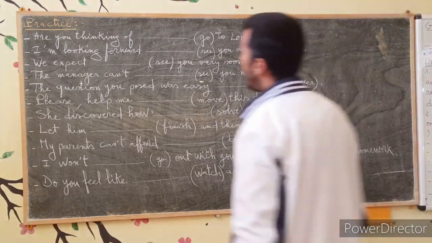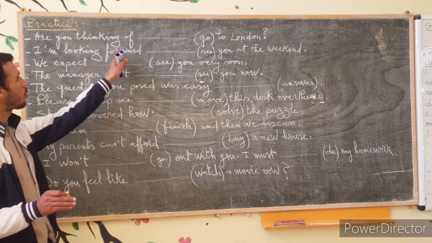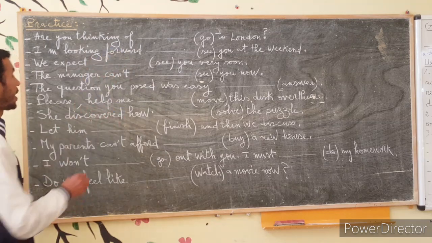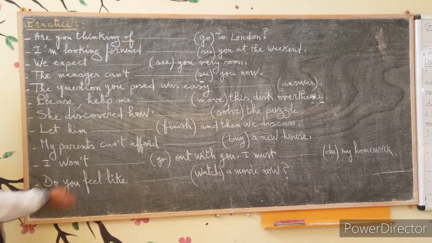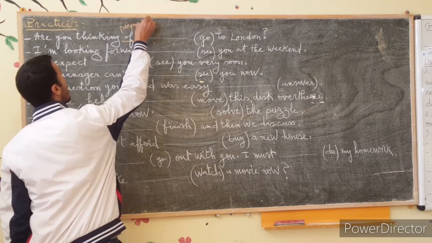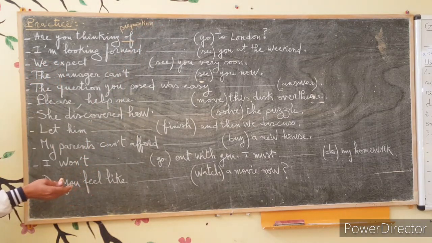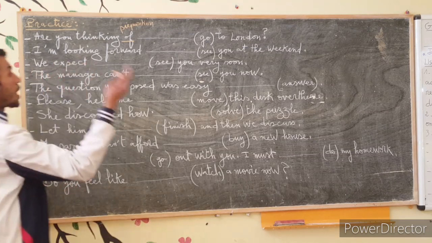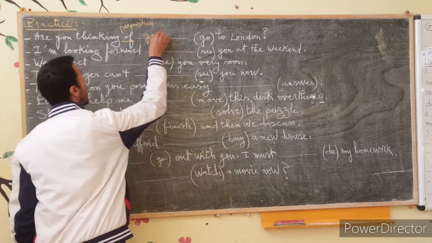The first example that we have here: are you thinking of going to London? What is important here is the last element that we have in the first part of the sentence. Here we have "of". What is "of"? Of is a preposition. As we have already seen in the chart, prepositions must be followed by verb-ing. So we are going to say "going".